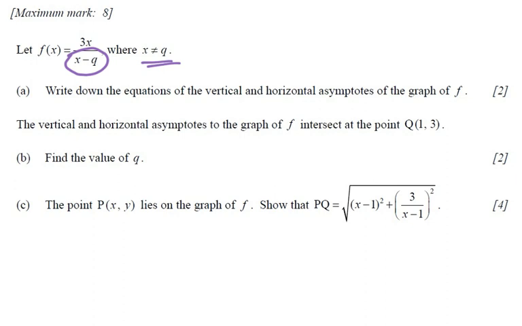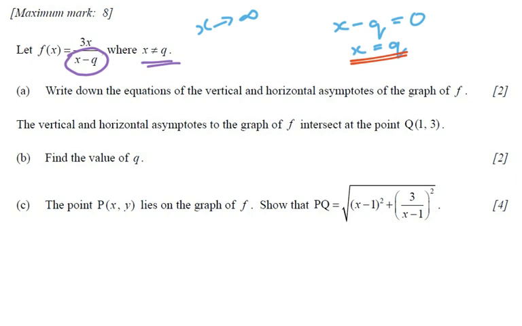So you can make the denominator equal to zero, and then rearrange to get your first asymptote. For the other one, what you can do is look at what happens when x tends to infinity, when x gets very, very big.